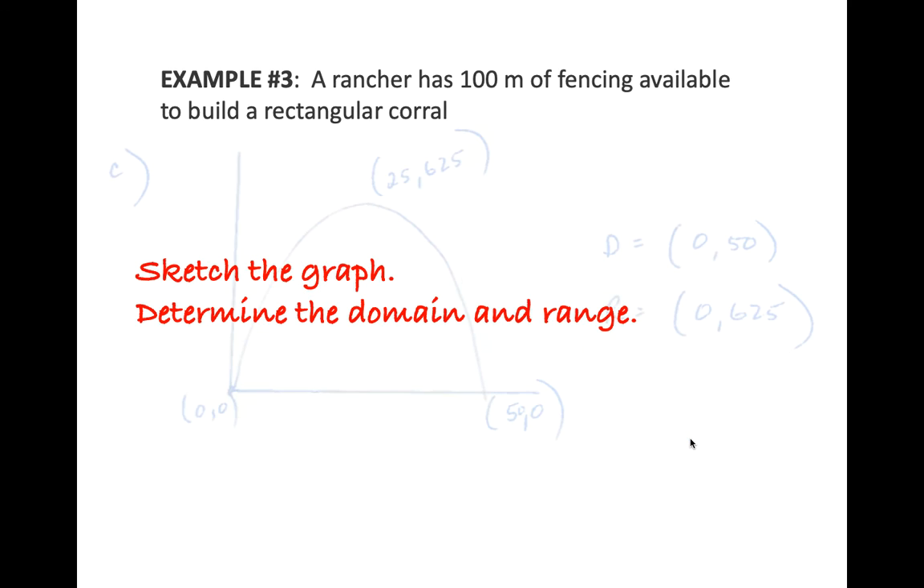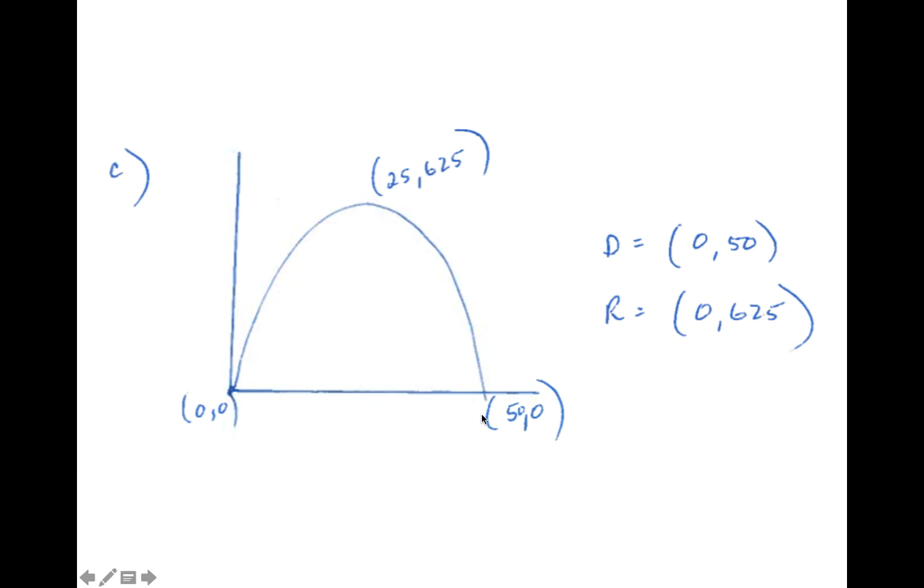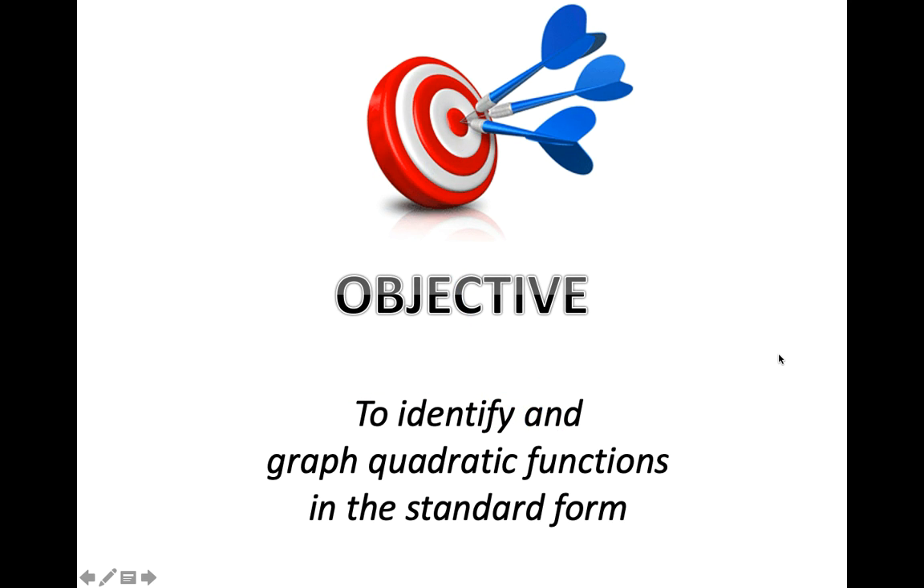Sketch the graph and determine the domain and range. That's a pretty simple graph looking something like this. My domain would stretch from 0 to 50, and my range from 0 to 625. If you were going to write this in interval notation, because it's actually equal to these values, I would use square brackets on either end of these ones, just to be a little bit more exact with this one.